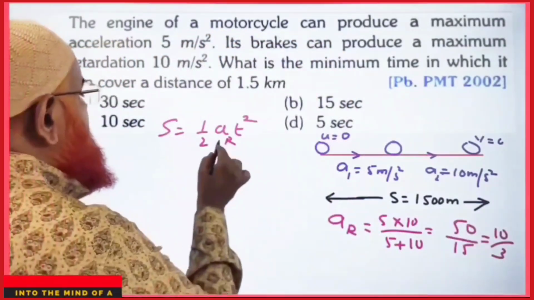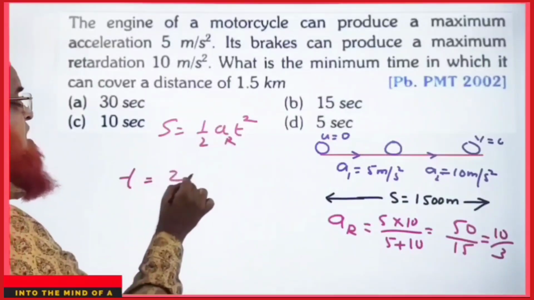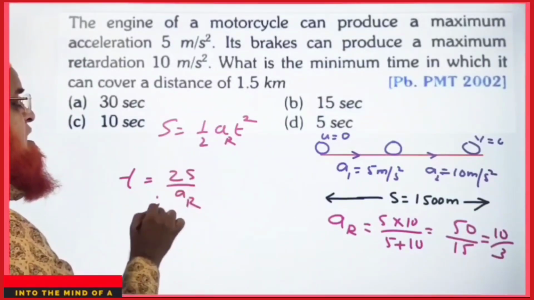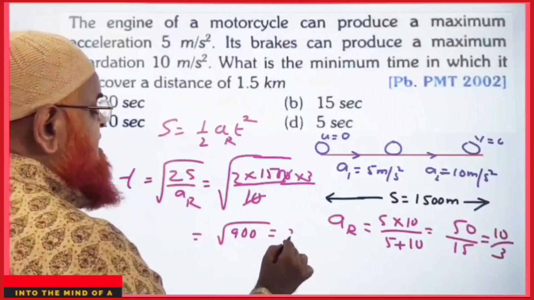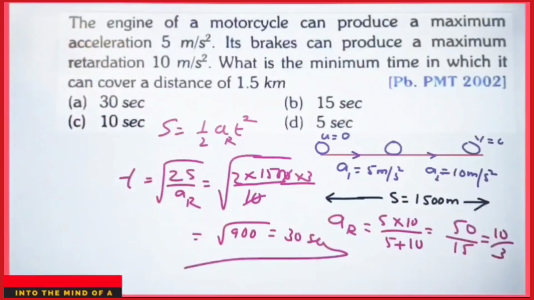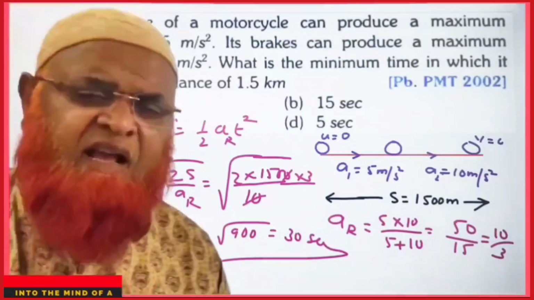That's it. So here you have to find out the time. Time is nothing but under root 2s by AR, which is under root 900. So 30 seconds is going to be your answer. So simple and easy technique I am using.